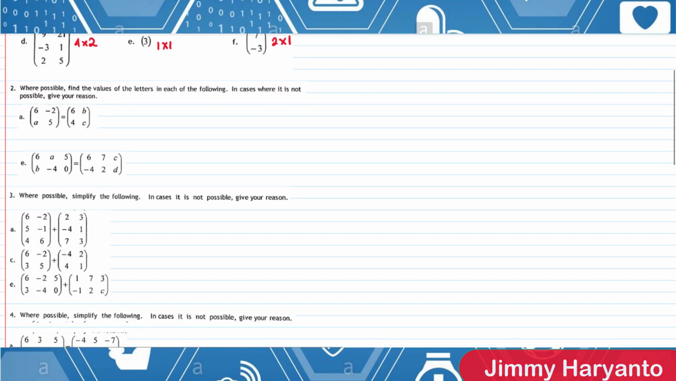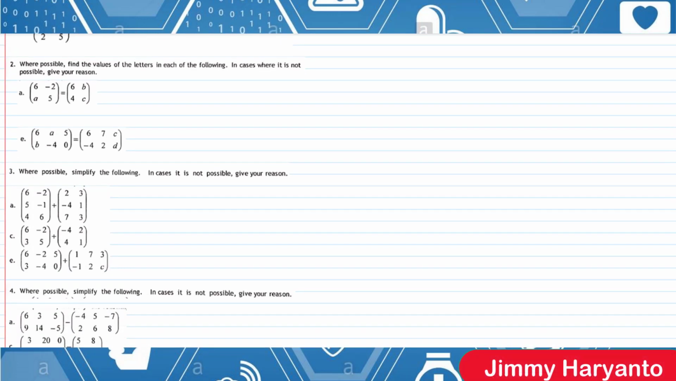And then the next is number 2. For number 2, where possible, find the value of the letters in each of the following. In cases where it is not possible, give your reason. For the first one, we have a 2 times 2 matrix equal to a 2 times 2 matrix. Of course, we can find B and C because the dimension is the same. This is equality of matrices, so the dimension should be the same.